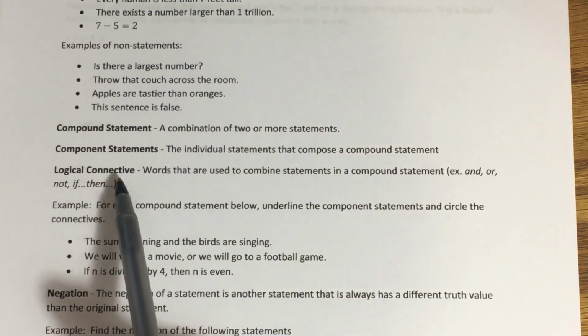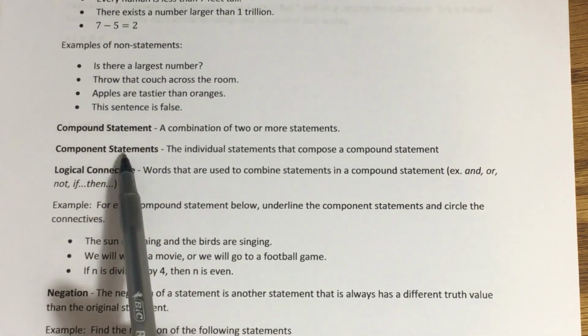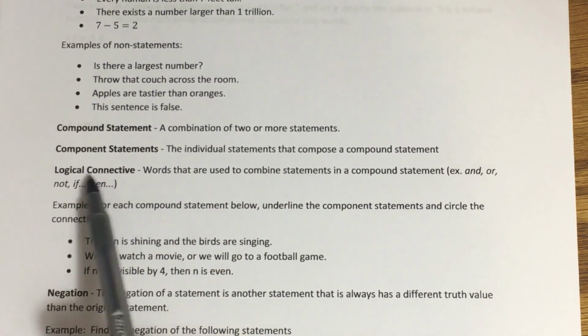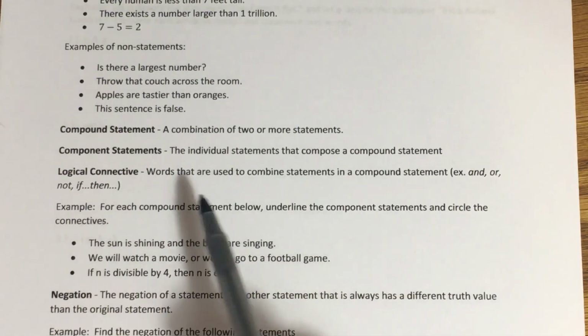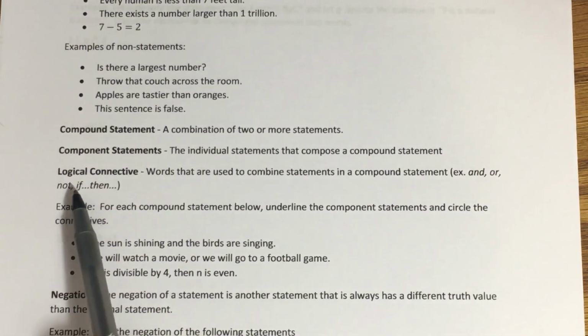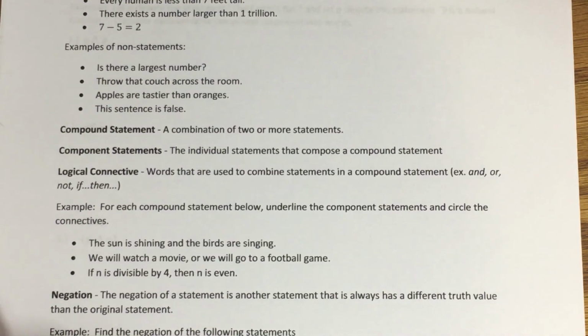The specific words that are used to do the combining of those individual component statements in a compound statement are called logical connectives, or we're really just going to use the term connective when we talk about those. Typical connectives are words like and, or, not, if, then. So we'll see one of those in a moment. Let's illustrate this with an example.